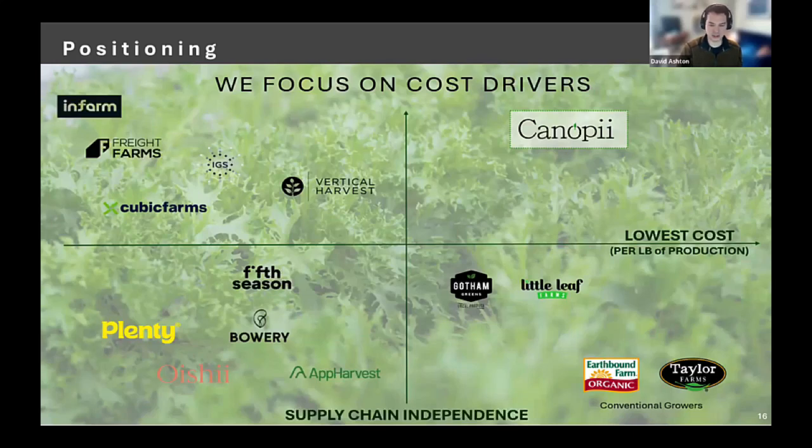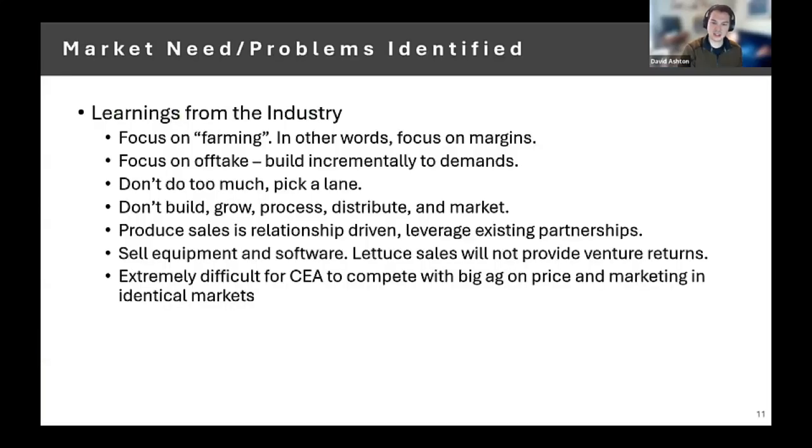But their one drawback is they're always going to be tied to supply chain. They always need to go through the cold supply chain through distribution. They always need to package, and so those are the chinks in the armor, I guess, of large scale ag to some extent. So the learnings from the industry, to sum it up, as Canopy has been able to observe is that we need to focus on farming, or in other words, focus on margins.